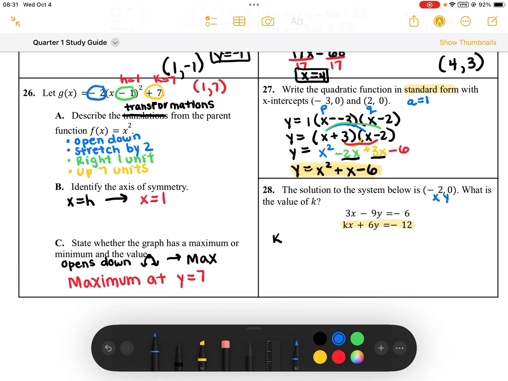So I have k times -2 plus 6 times y, which is 0, equals -12. -2 times k is going to be -2k. 6 times 0 is 0, so that goes away. And this equals -12. Divide both sides by -2. So I'm going to get k equals -12 divided by -2 will give me 6. So k is 6.